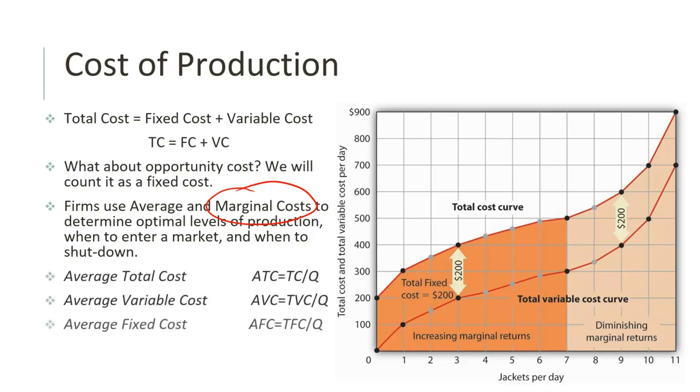So here's some equations for you. We will get into these a little bit more later. But when we're looking at average cost, it's going to be some kind of total divided by the quantity. So average total cost is going to be all of our costs divided by quantity. Average variable cost will be just the variable costs divided by quantity. Average fixed costs is going to be just the fixed costs divided by quantity.